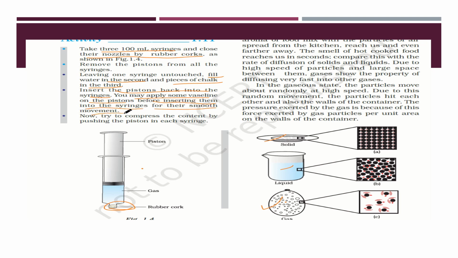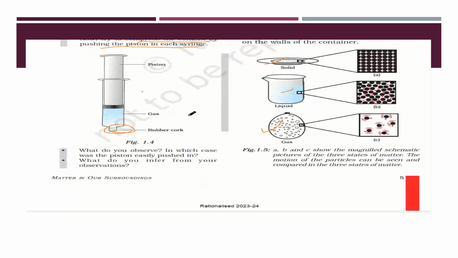For the smooth movement of the piston, you can apply Vaseline on the surface of the piston and just press them. So now try to compress the content by pushing the piston in the syringe. What you will observe is in which case the piston is easily pushed in. The piston will be easily pushed in case of gas. And what do you infer from the observation?